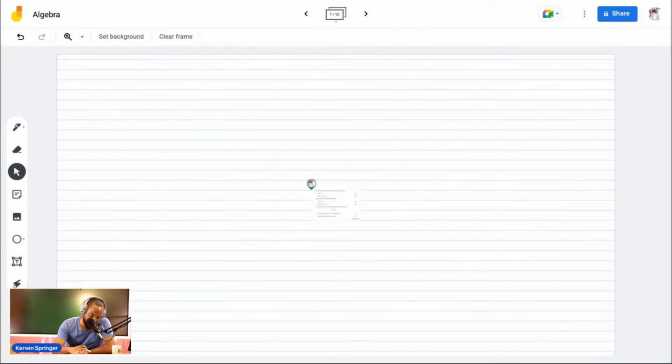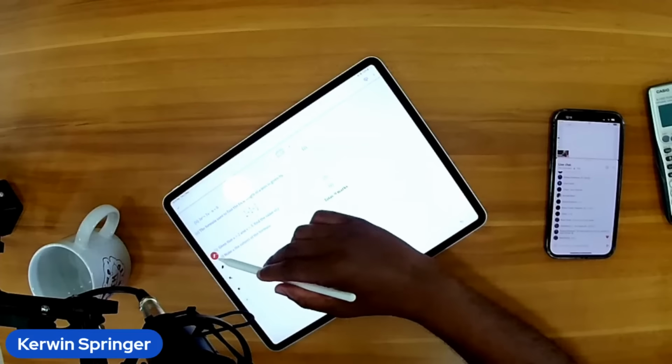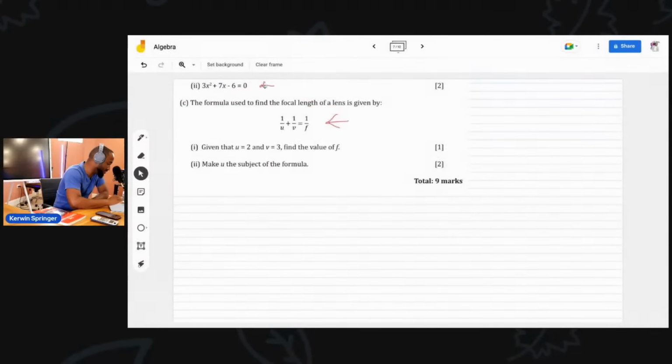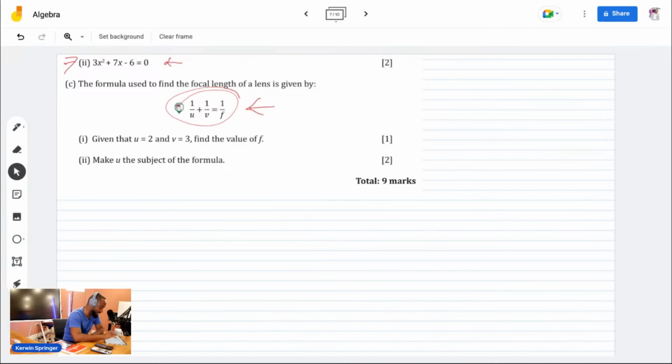Anybody know what this formula is? Anybody doing physics, do you know what this formula is called? I know we still have to do this one. I'm not going to skip a question again, hopefully. But do you know what this formula is called? I'll revise it in all the physics. They kind of give you a hint here.